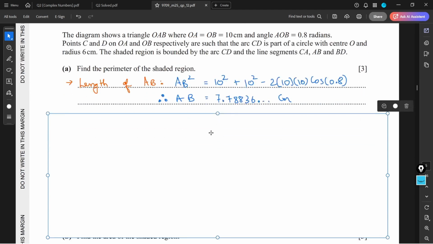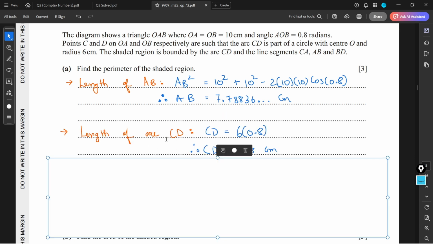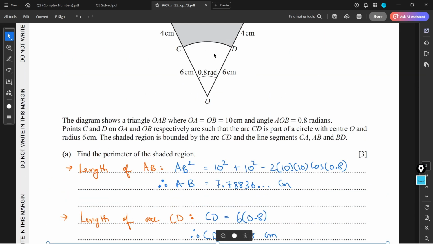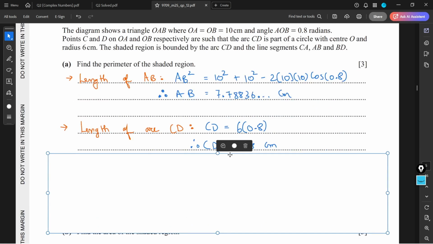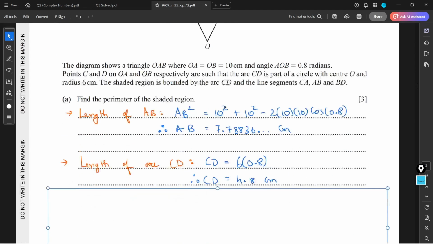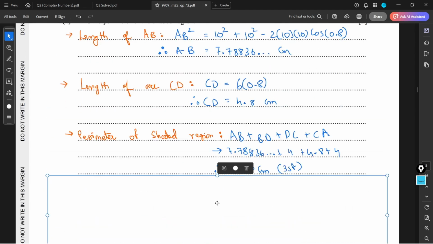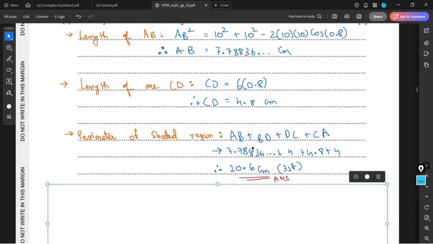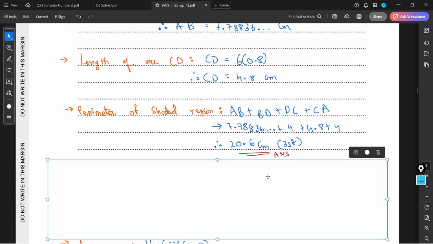Just know that I've taken more decimal places so that I can at the end round off the answer in a better place. And then after that, in order to find out the length of the arc CD, I am using the formula radius of this times the 0.8, which is the angle. So in that case, I'm getting 4.8 centimeters. Now that I'm having AB and CD both, I just need to add the extra 4s on each side in order to find the solution for the first part. And that is what I've done over here. The final answer for the first part, correct to three significant figures, therefore becomes 20.6 centimeters.